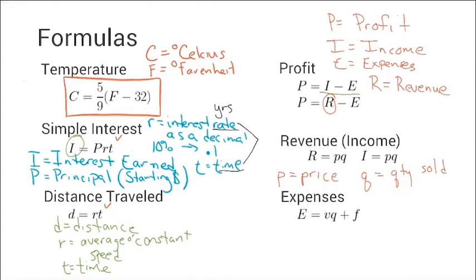For your expense equation, E is your expenses, and V is equal to your variable cost. For example, if I'm making candles and the materials to make a candle cost me $2 for each candle, my variable cost would be $2. If my candle molds cost me $100, those would be a fixed cost because I can reuse those candle molds all of the time. So F is my fixed costs. And again, that Q is equal to my quantity.